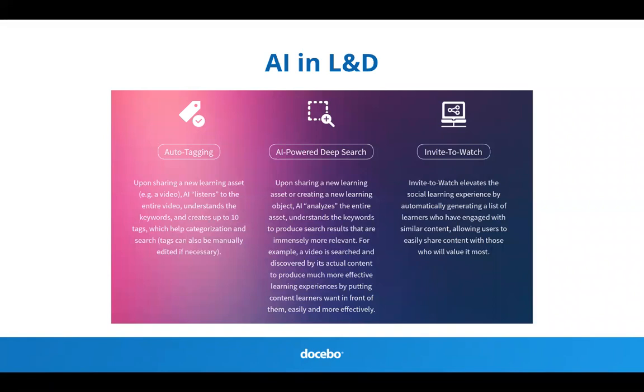The effectiveness of AI depends on how much people actually use the system. The more data the system processes, the more AI learns about the individual learner's needs, turning the platform into a continuous improvement engine that grows alongside your learners.